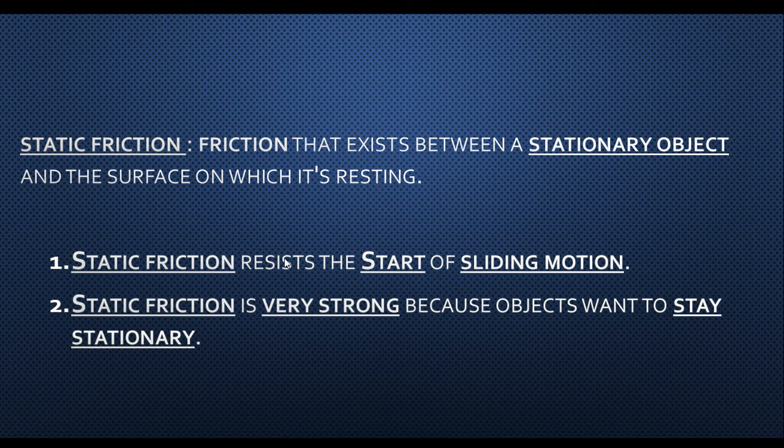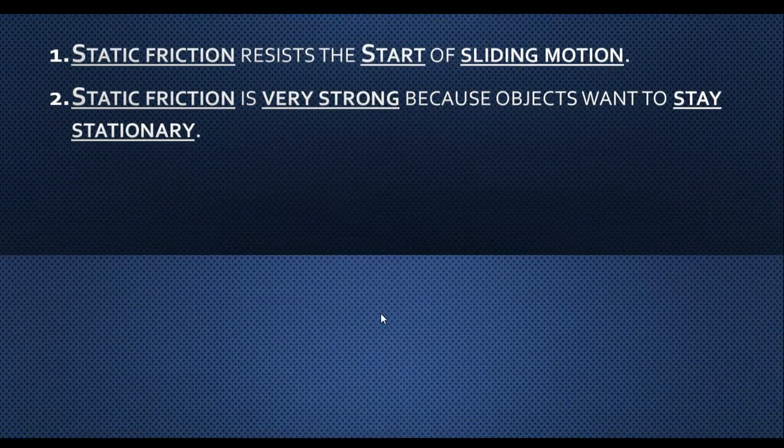So static friction resists the start of the sliding motion, okay? So let's say you take your desk and you kind of lean it to one side. If your computer isn't moving, all right, that's because static friction is resisting the start of that sliding movement. It's holding that computer down. Now, static friction is very strong because objects want to stay stationary. They don't want to move.